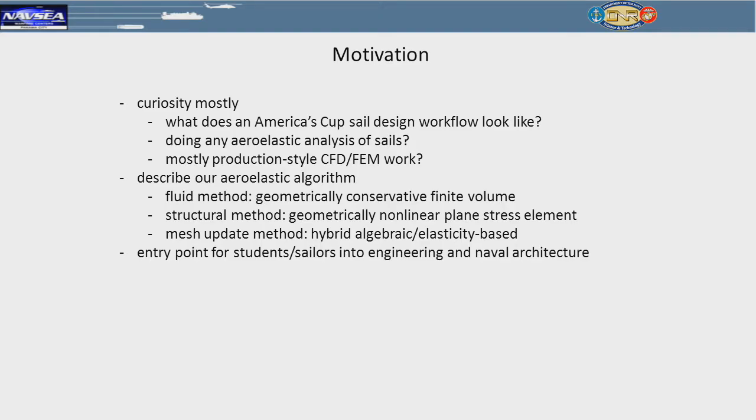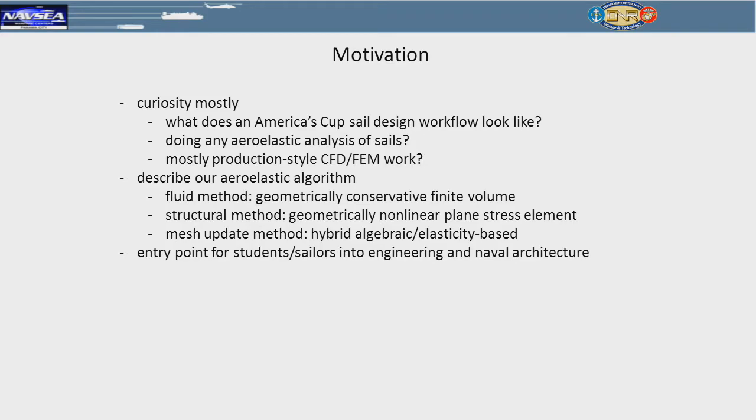And our contribution would be applying our aeroelastic algorithm to that problem. There's a fluid method, a geometrically conservative finite volume method, which is what we'll be using and have used for a while. The structural method is a geometrically nonlinear plane stress element. The mesh update method is a hybrid scheme where we use both algebraic and elasticity-based procedures to couple the fluid and the structure together through mesh movement.